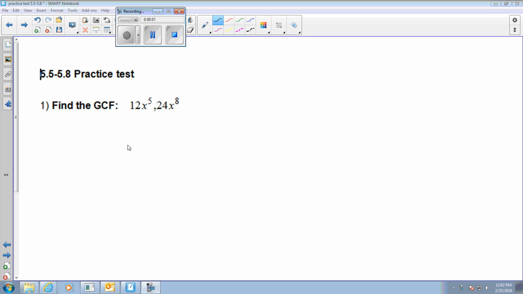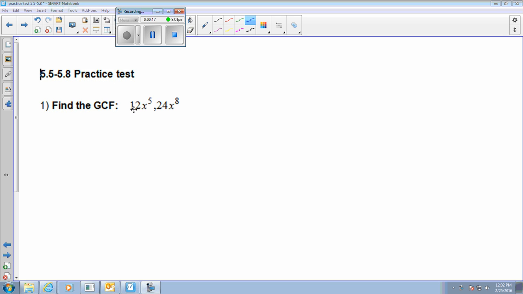On section 5.5 through 5.8 practice test. This is the test that you probably have at home with you right now when you're worried about the test tomorrow, and so you want to practice this thing. The first question on that practice test is, can you find the greatest common factor of these two?